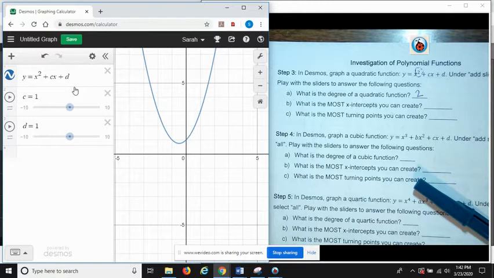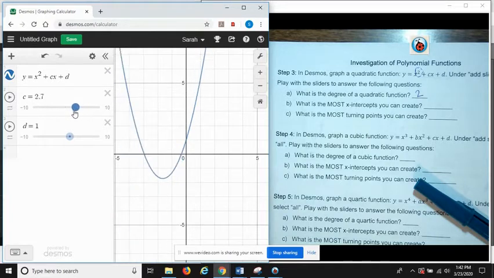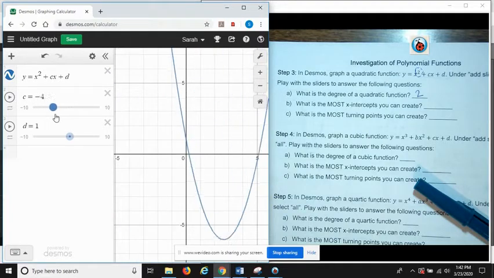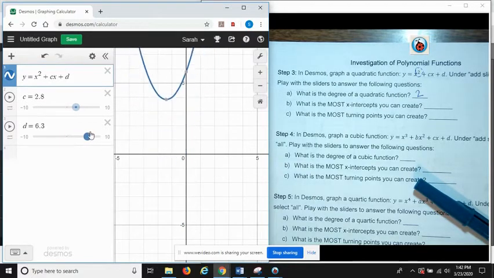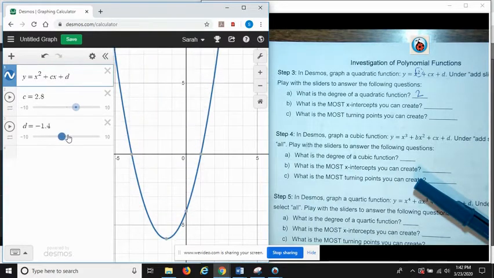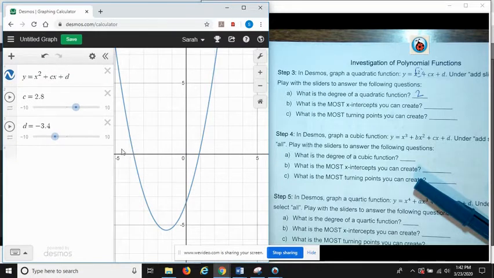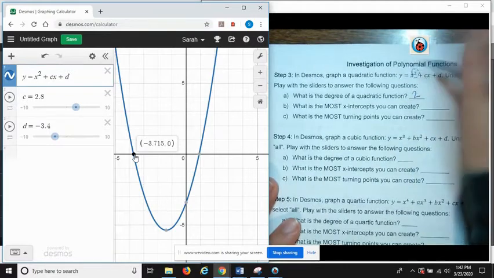Okay, so I have this function right here, and it says, what is the most x-intercepts that you can create? So if I play with the c, it keeps my y-intercepts the same and kind of moves where my function is. And it looks like no matter what I do, my max x-intercepts end up being when my minimum is below the x-axis. I can also change my d value. This shifts my function vertically, okay? So I could shift all the way down until I have 2 x-intercepts right here. So my max x-intercepts for my quadratic function are going to be 2.